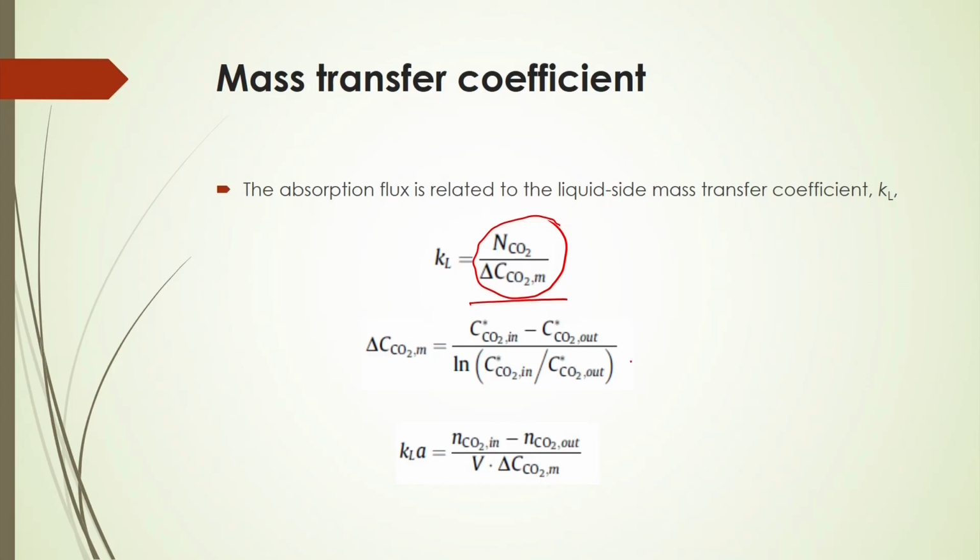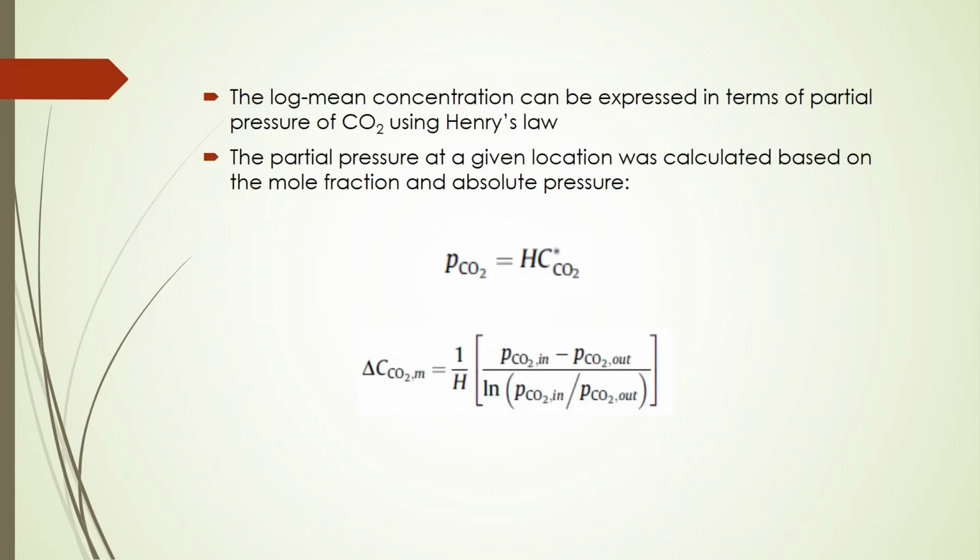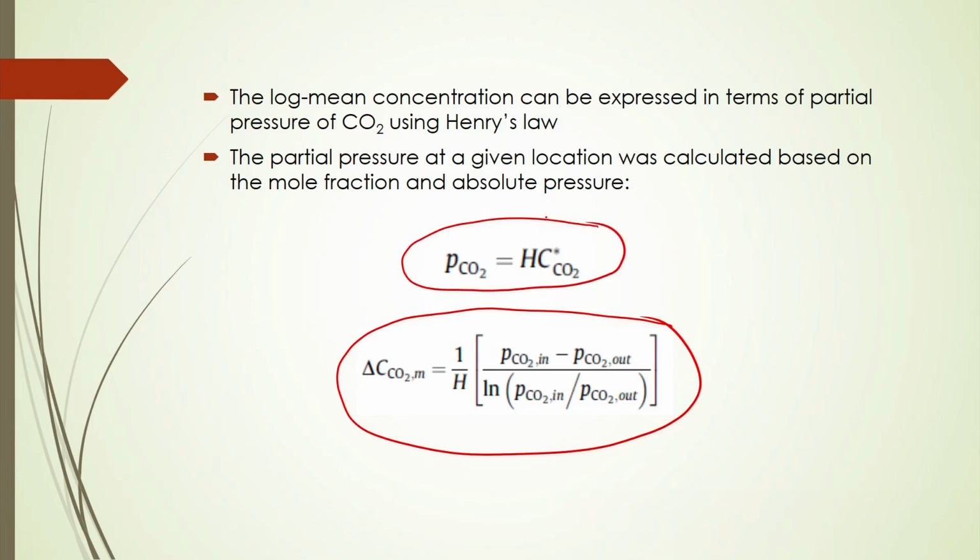So, you can calculate the concentration gradient from this equation, and accordingly the mass transfer coefficient. And this mass transfer coefficient you can calculate in terms of pressure also, because the concentration can be calculated in terms of pressure, since the partial pressure at a given location can be calculated based on the mole fraction and the absolute pressure.